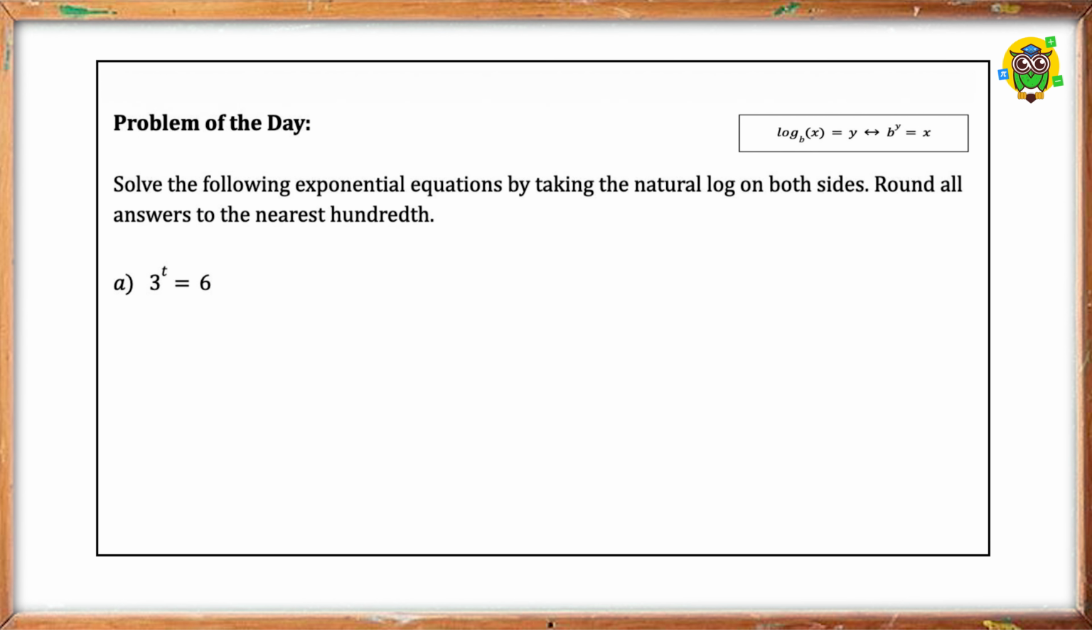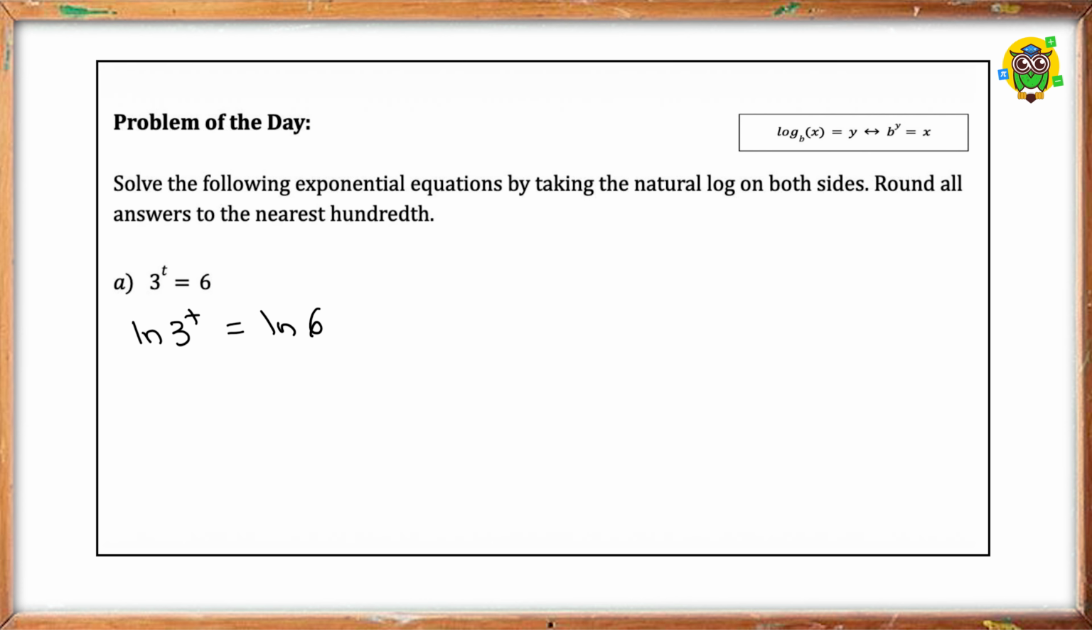Now let's take a look at the problem of the day. Solve the following exponential equations by taking the natural log on both sides. Round all answers to the nearest hundredth. Part A, 3 to the power of t is equal to 6. So we are starting off taking the natural log on both sides. So we have ln of 3 to the power of t is equal to ln of 6.